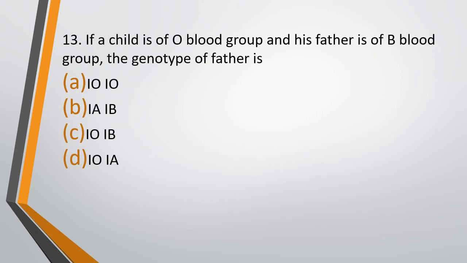Question number 13. If a child is of O blood group and his father is of B blood group, the genotype of father is IO-IO, IA-IB, IO-IB, or IO-IA. Child is of O blood group and father is of B blood group. The genotype of father is. The correct answer is option C, IO-IB.